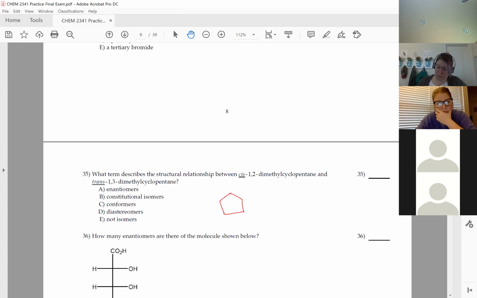So we have cis 1,2-dimethylcyclopentane and trans 1,3. So they're trying to put something in your head by underlining cis and trans. What are they attempting to put in your head here? Does anybody know? Diastereomers. Yeah, they want you to think diastereomer, but what is it actually?